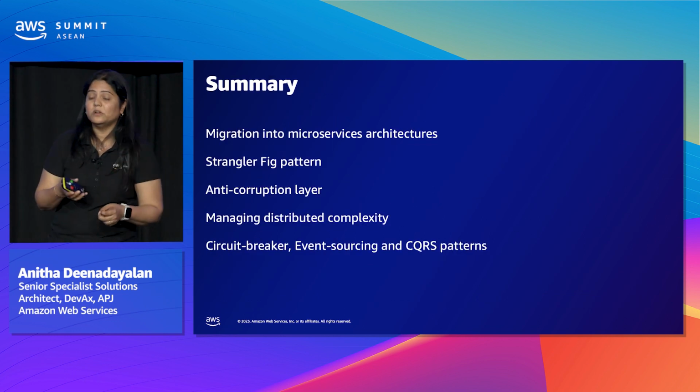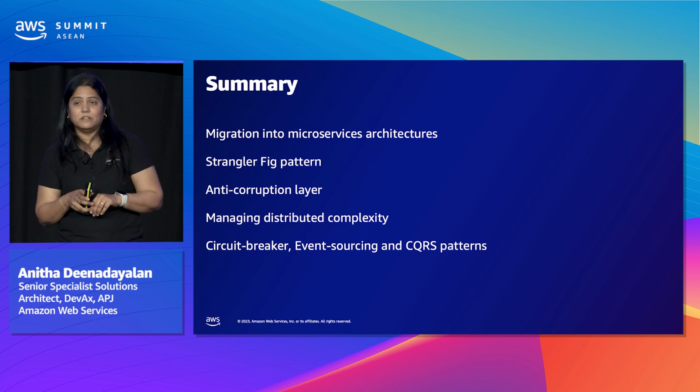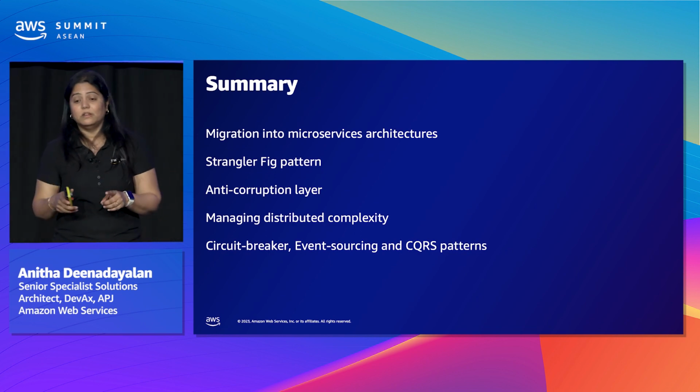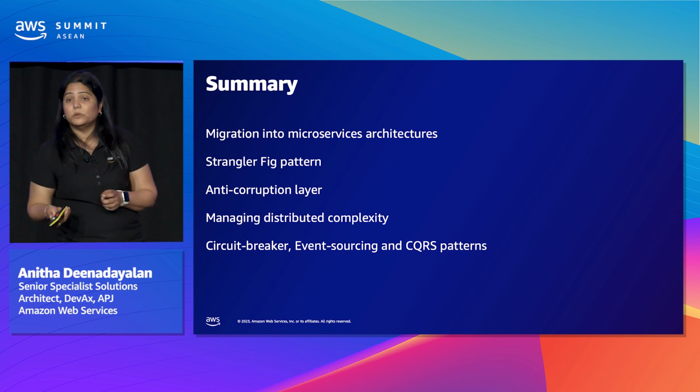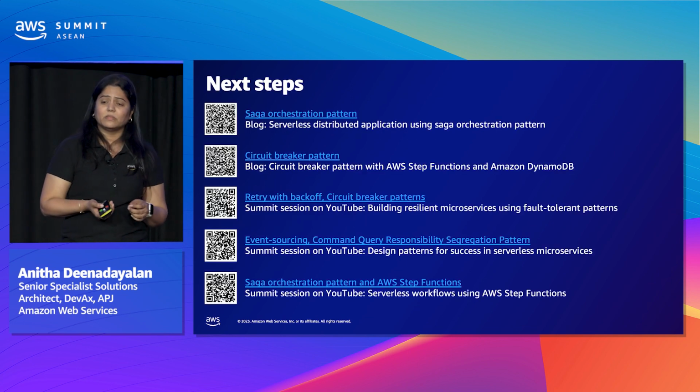Today I spoke about the migration into microservices architectures and the Strangler Fig pattern itself, how it helps to bring down the transformation risk. Then I spoke to you about the anti-corruption layer, which is very important. And I spoke about distributed complexity. Then I spoke about the circuit breaker, event sourcing, and CQRS patterns.